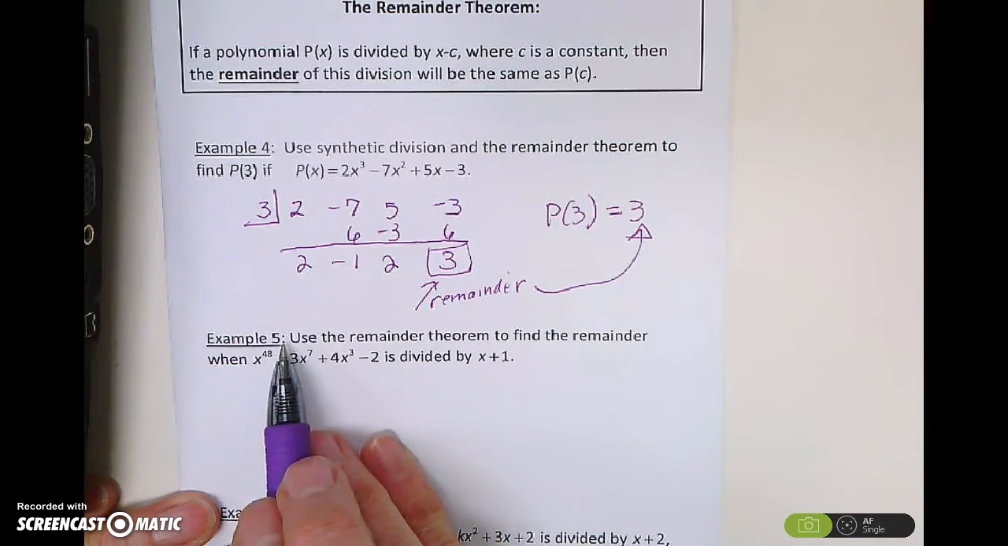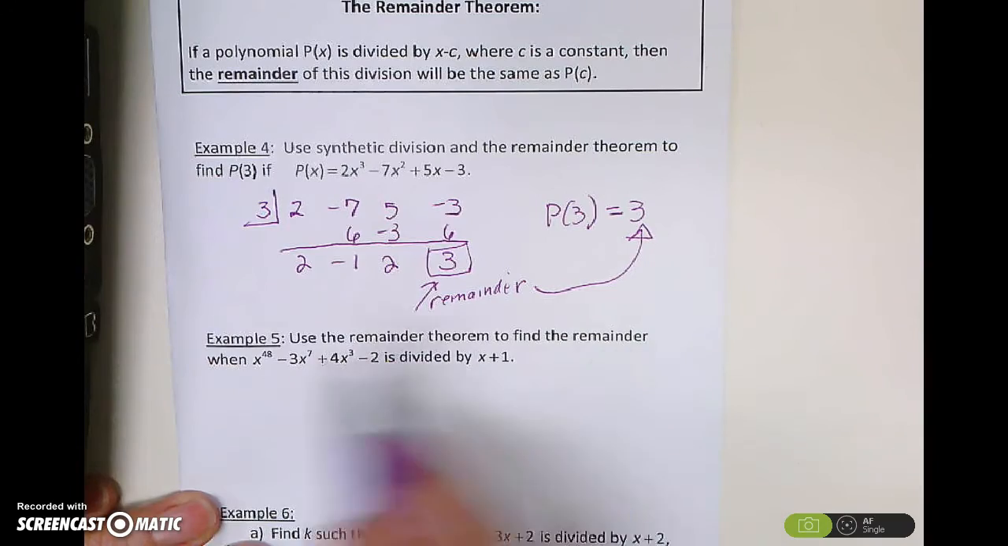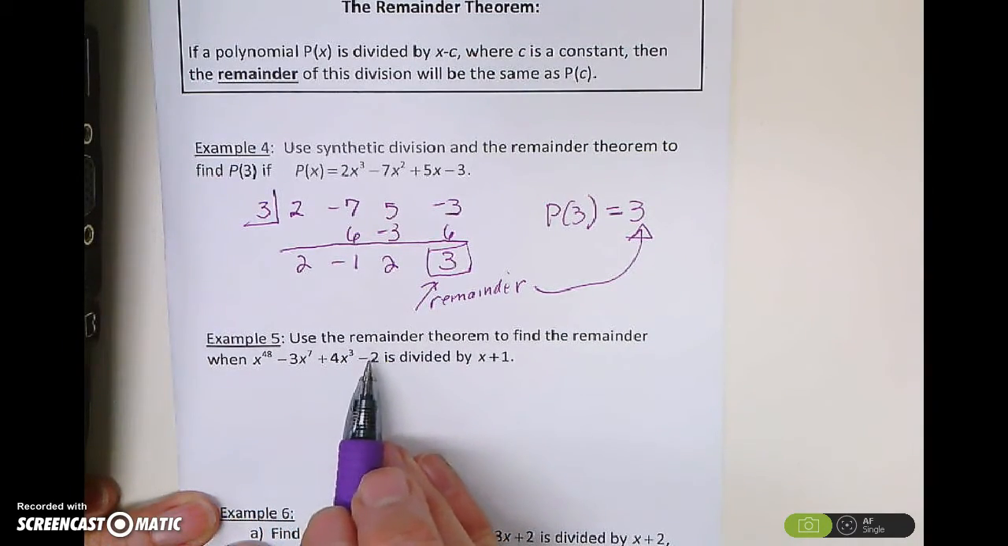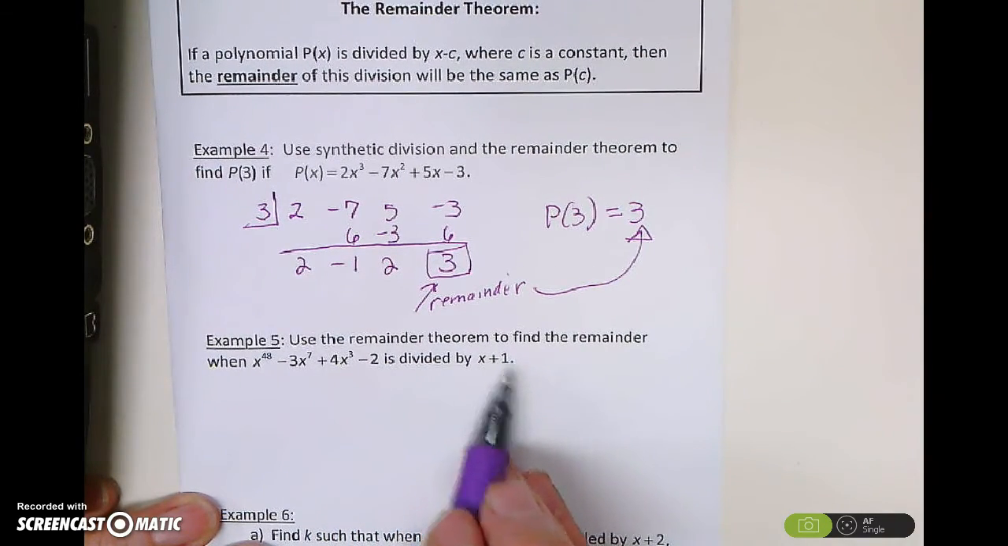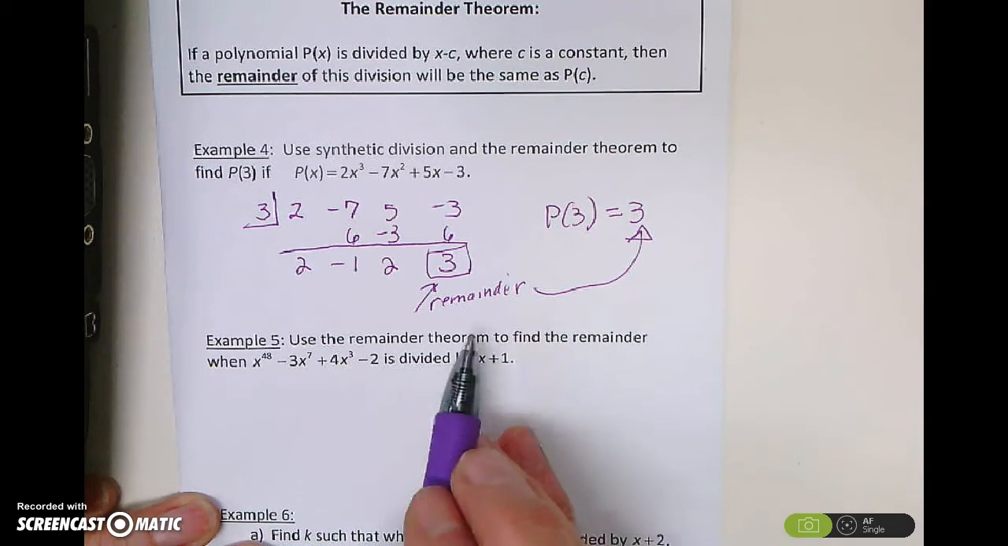For example 5, we're going to use the remainder theorem this time to find the remainder when x to the 48th minus 3x to the 7th plus 4x cubed minus 2 is divided by x plus 1. So I'm curious, what's my remainder? And there will be reasons I'll want to know that remainder.